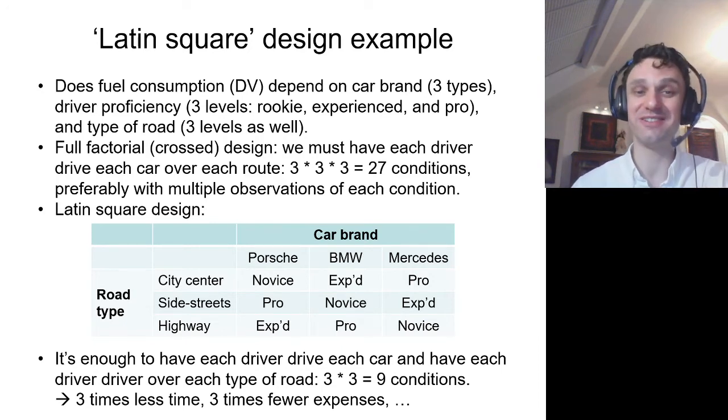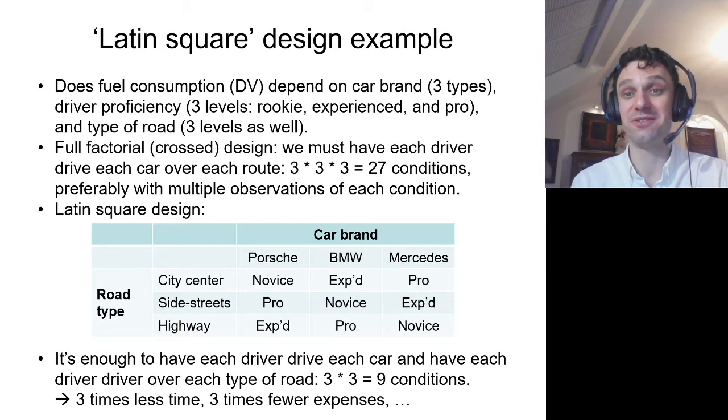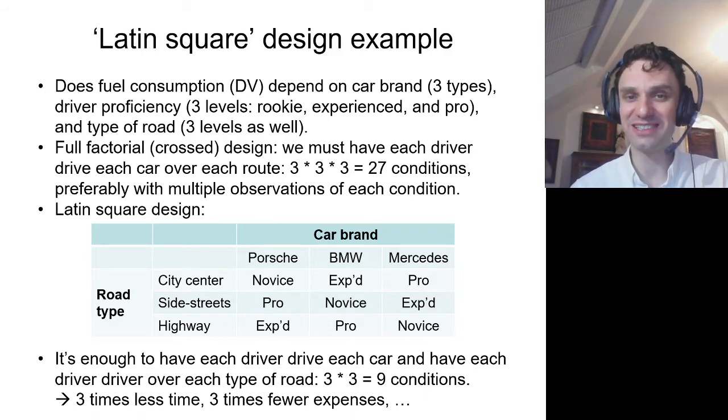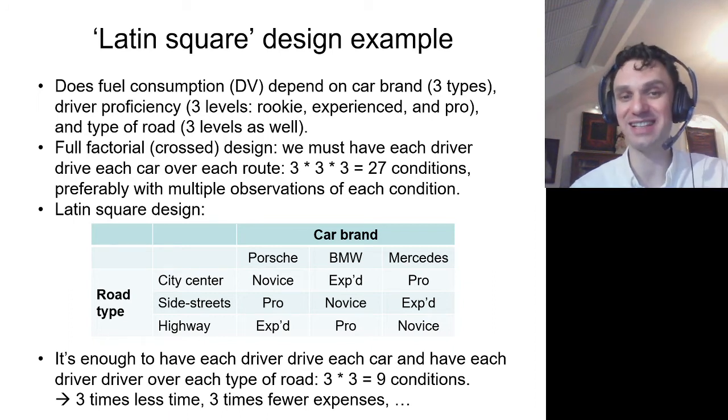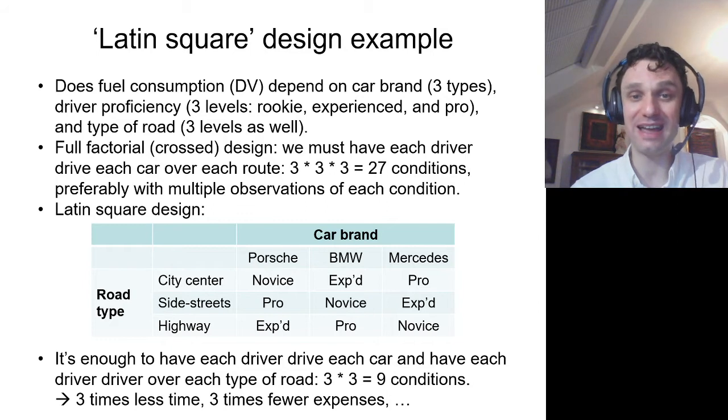Obviously, in practice, this is not very feasible. So I can say I want to cut down on my expenses by a factor of 3. I want to spend 3 times less time and 3 times less money conducting this study. So I will distribute the drivers across car brands and across road types in a Latin square approach, just like in this table, so that my novice driver drives once a Porsche, once a BMW, and once a Mercedes, and the same goes for pro and experienced. And my novice driver goes once in the center, once in the side streets, and once on the highway. And the same goes for the other 2 drivers.